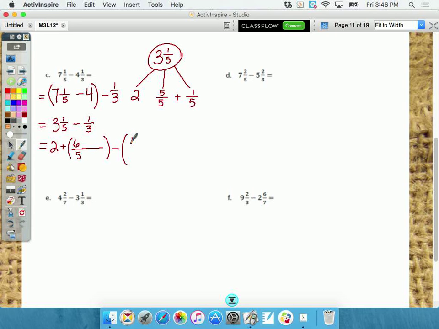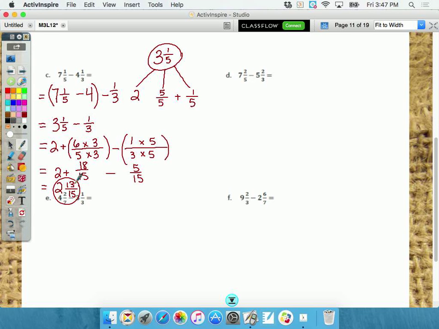And I'm subtracting 1/3. All right, common denominator for 5 and 3 is 15. 5 times 3 equals 15. 6 times 3 equals 18. Don't forget to bring your 2 down because you're going to add it to your answer. 3 times 5 equals 15. 1 times 5 equals 5. So my answer to this problem is 2 and 18 minus 5, 13 fifteenths.